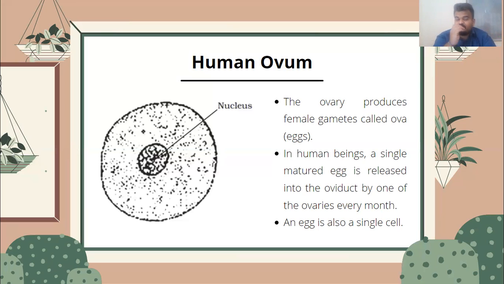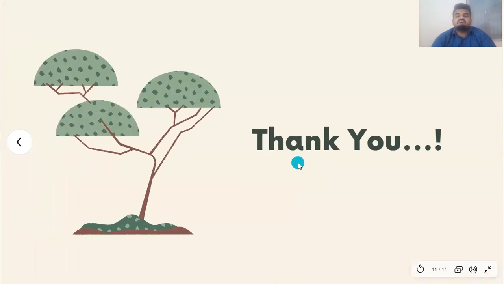An egg is also a single cell, as is the sperm, the male gamete. This egg, the female gamete, is also a single cell. Both are single-celled, and together they generate a baby in the uterus. So this was about the male and female reproductive parts.